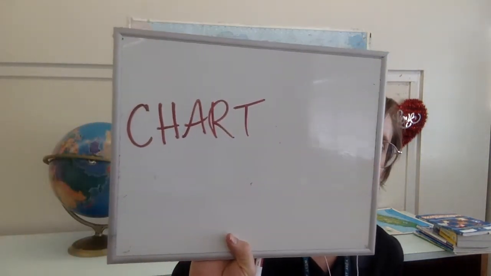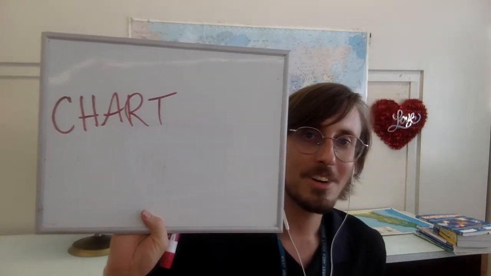C-H-A-R-T. All right. This word chart is a word that we use for an image or a graphic or a picture that represents information or numbers visually. So you have some information that you want to show in a visual way with pictures. We could call that a chart. Even a map you could think of as a type of chart.